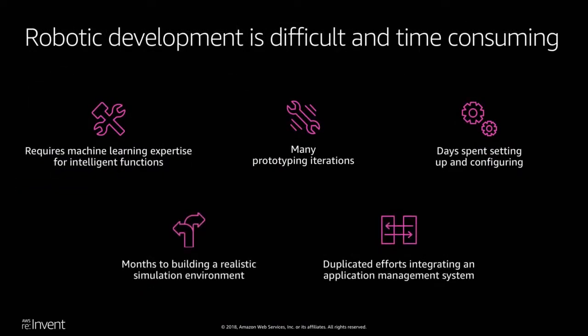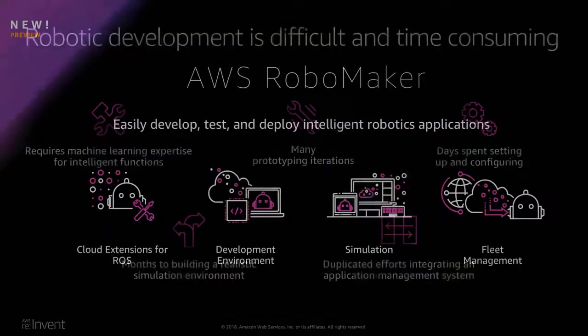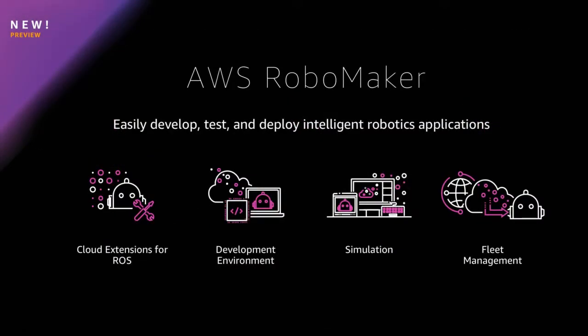And robotics, why not? No, we did blockchain. Robotics is something else where lots of customers are asking us to help. So we launched AWS RoboMaker, the possibility to develop, test, and deploy robotics applications. So we created a cloud extension to ROS. ROS is the most common open source operating system for robotics. We created a development environment based on Cloud9, a simulation environment where you can simulate virtually what is happening with your robotic application, and then you can manage a fleet of robots and deploy over the air the application on those robots.